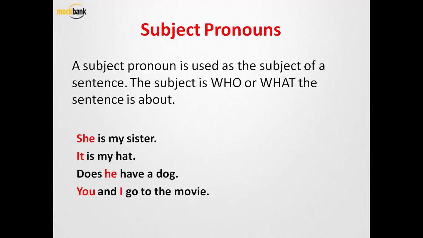The subject is defined as either who or what the sentence is about. If I take up an example and I write she is my sister, and if I ask a question, who is your sister, you would reply she. So she becomes a subject pronoun. Same goes with sentences like it is my hat, does he have a dog, you and I go to the movie.